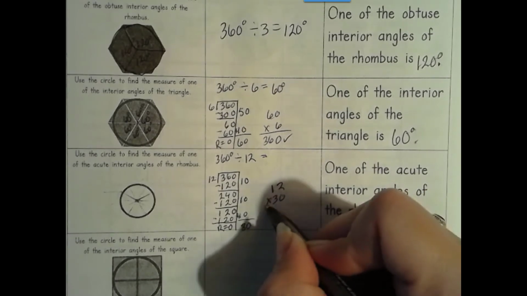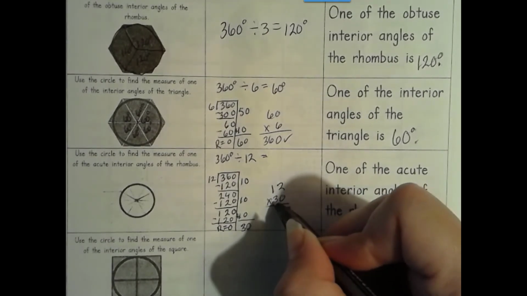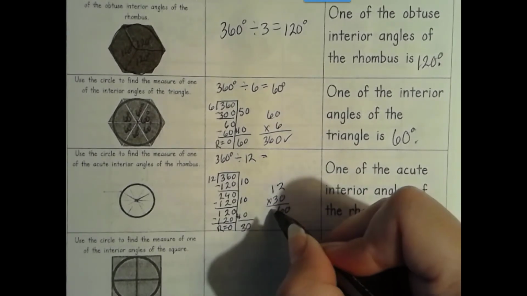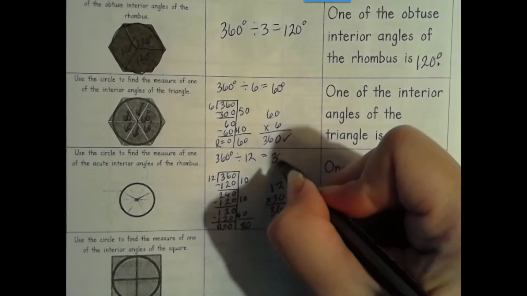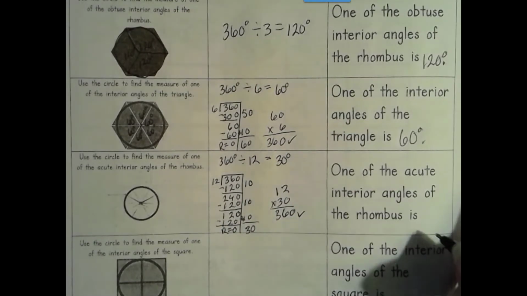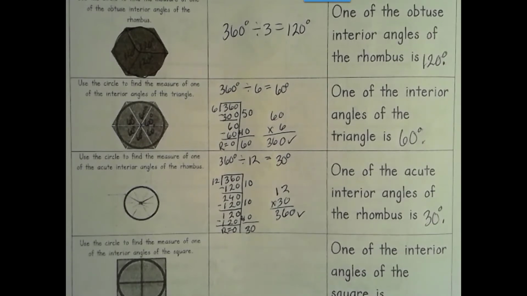divisor times quotient, the placeholder moves it over a place. 30 groups of 2 is 60. 30 groups of 10 is 300. So we get 30 degrees each. I'm not going to write them in because they're so small. So one of the acute interior angles of the rhombus is 30 degrees.